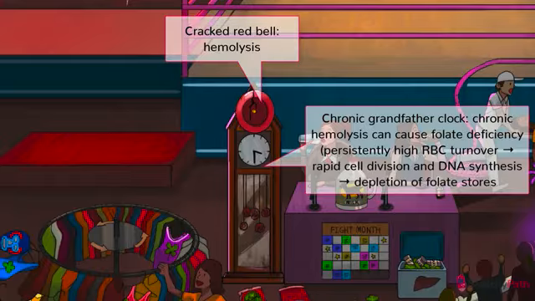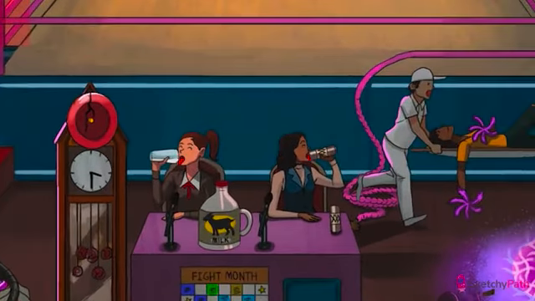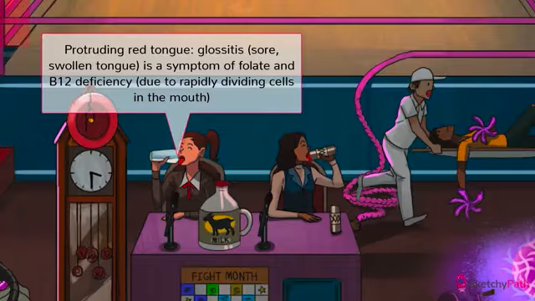To convey chronic hemolysis, we've combined our usual chronic grandfather clock with a few cracked RBC shapes. In the setting of chronic hemolysis, the bone marrow normally ramps up production of RBC precursors. The ensuing rapid cell division and DNA synthesis can deplete folate stores at a greater rate than dietary influx, leading to an indolent folate deficiency. Because purines are required for cell division in virtually every cell in the body, symptoms are especially pronounced in areas with lots of rapidly dividing cells, such as the mouth and gut.